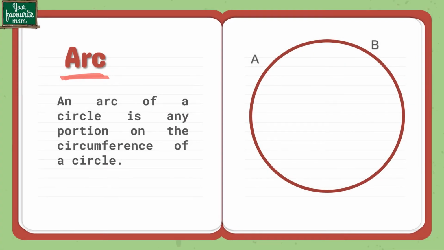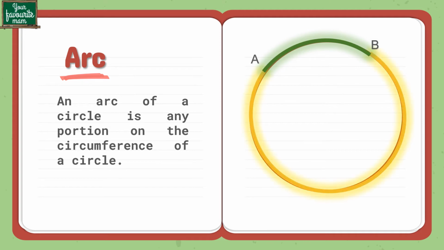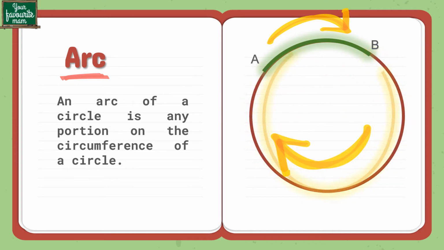Next, we will talk about arc. An arc of a circle is any portion on the circumference of a circle. So, the portion from A to B on this circle is known as its arc. So, any 2 points lying on a circle actually define 2 arcs. The shorter one is known as the minor arc, that is from A to B. And the longer one from B to A is called the major arc.